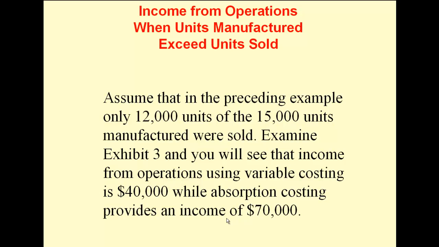We're building up our inventory. And we remember from that previous exhibit that we just checked out that means absorption net income is going to be larger than variable net income. So in this example, we're going to assume that we made 15,000 units and only sold 12,000. We're going to see in a second here that $40,000 is going to be our variable costing income, while $70,000 is going to be what we're going to have in terms of our absorption operating income.